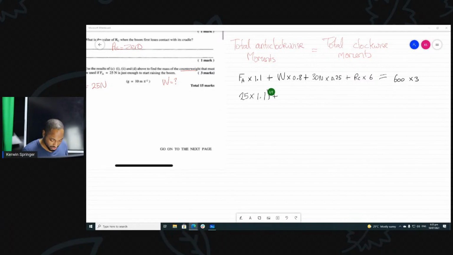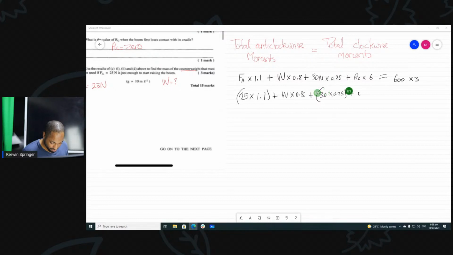Plus W was what we're trying to find. And 30 newtons. This was just outer wildness. Whoever made the question just threw this one in. I really don't need that, I just want the magnitude.